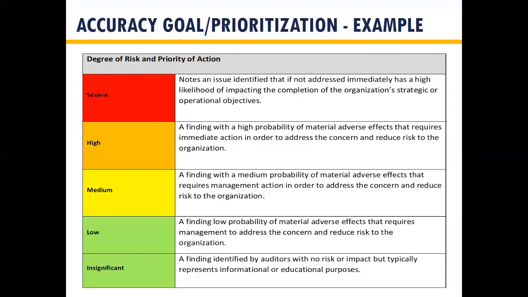So this is just a very simple graph that we oftentimes use to identify the severity of the risk and help us prioritize the action. Something that might be a very low accuracy rate, say we're only meeting 75% accuracy, and we're finding that every single claim that we're reviewing has an issue with it, well, that might be a severe risk and something we want to address immediately.